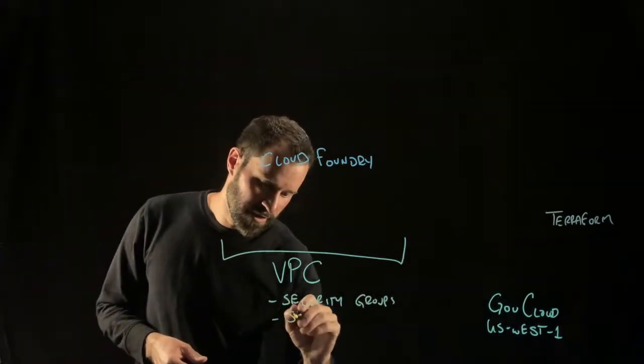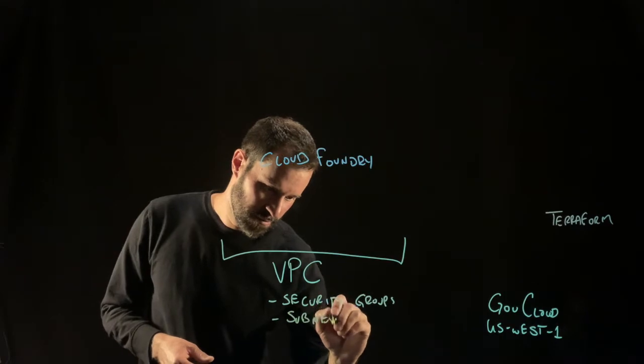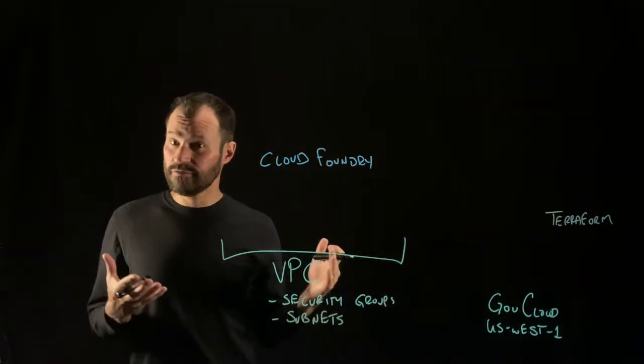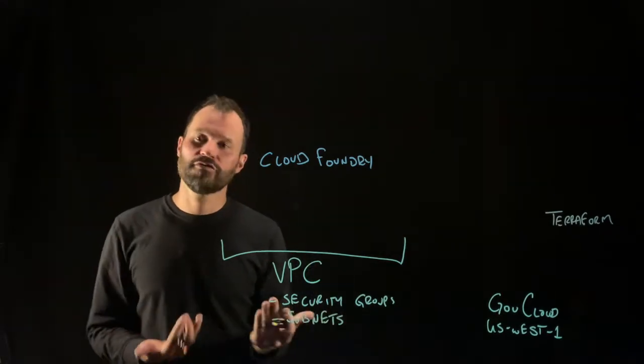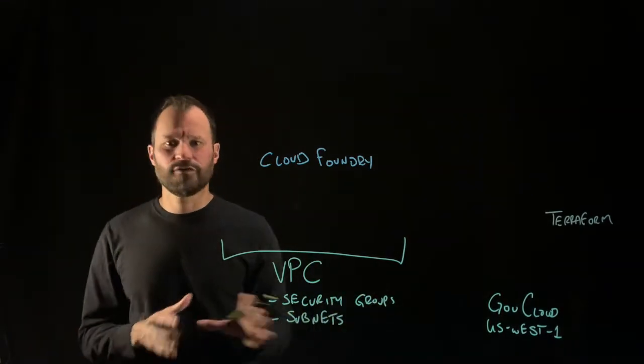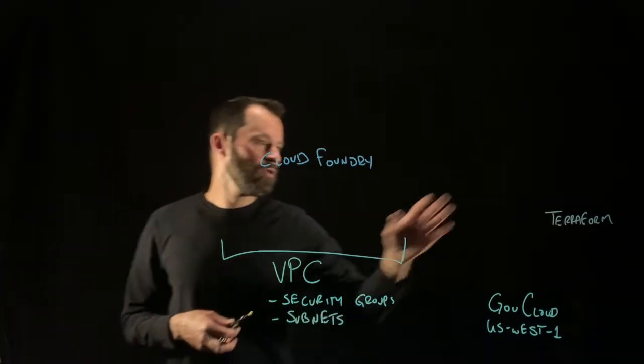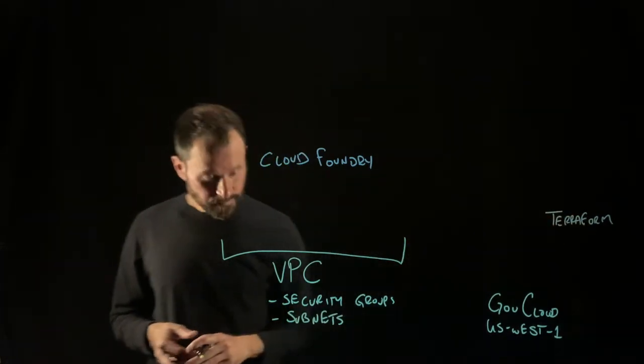We can do things like define the subnets or networks that are available and who can access those networks as well. Again, another layer of security. And it allows us to provide other policies, define things like IAM users, etc. And we do all of that through Terraform.